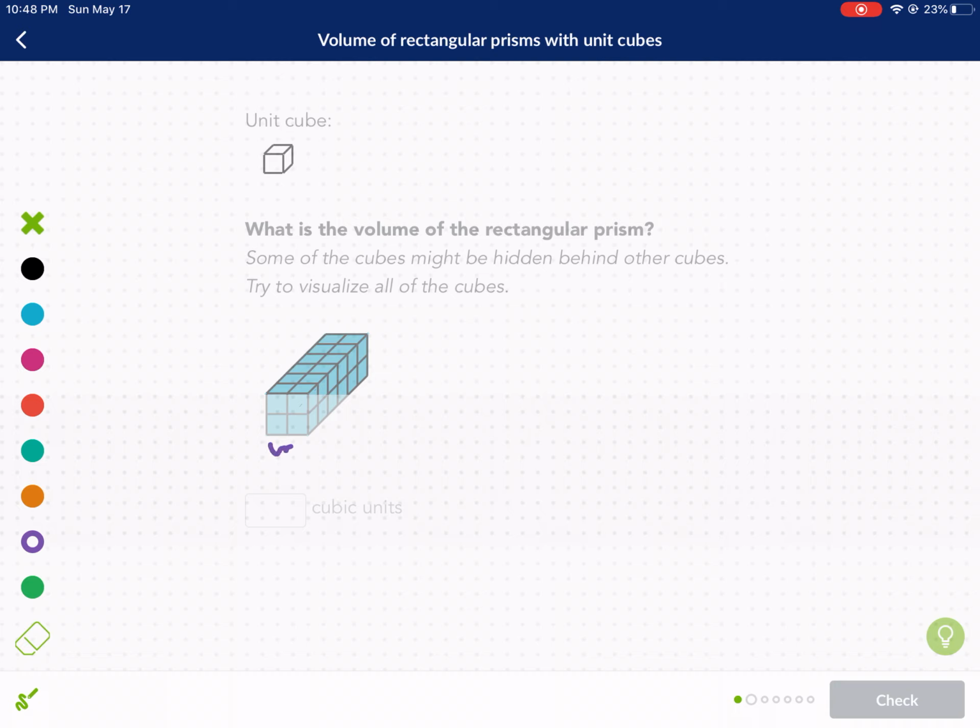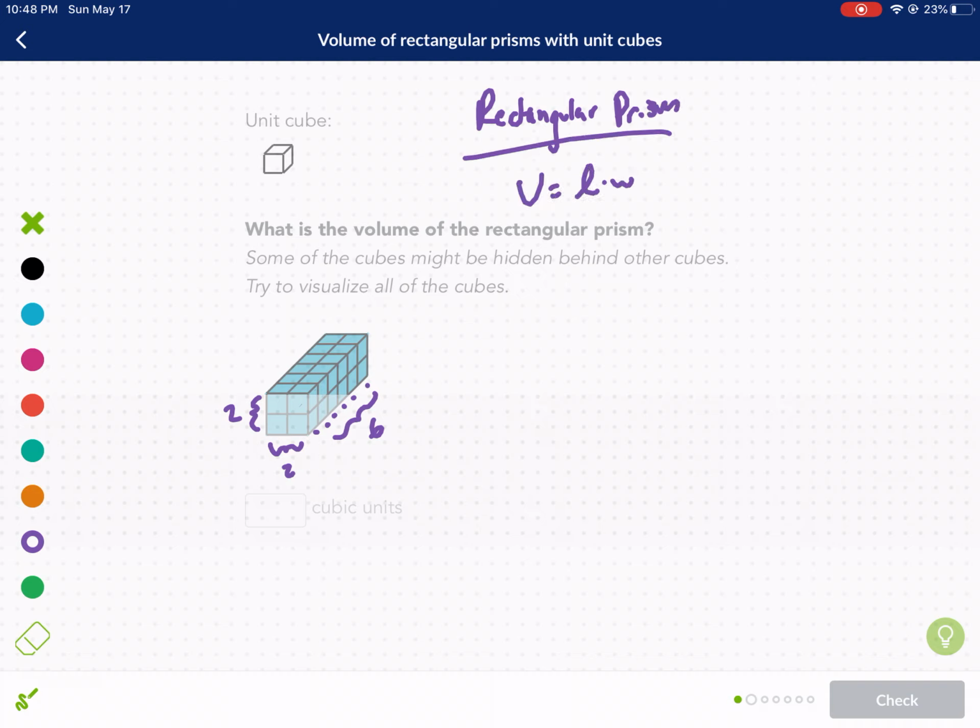could figure out that the dimensions of this rectangular prism are 2 by 2 by 1, 2, 3, 4, 5, 6. 2 by 2 by 6. Now, with rectangular prisms, this is only true for rectangular prisms, the volume is equal to the length times the width times the height, or depth, however you want to see it. Essentially, you're just going to be multiplying the three dimensions together.